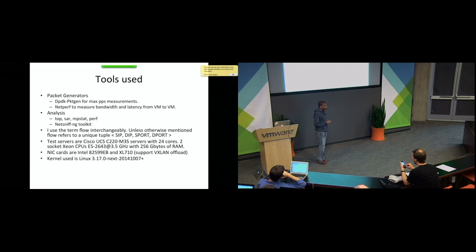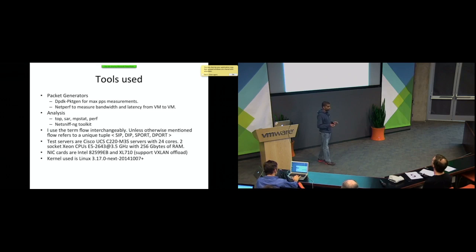For analysis, I was using top, sar, mpstat, and perf. And perf is really, really useful because it tells you the bottlenecks as well. You can analyze which functions are going up in perf top at the same time. I'll have a short demo in the end where I can show you how to debug that. And the netsniff-ng toolkit is an amazing toolkit.